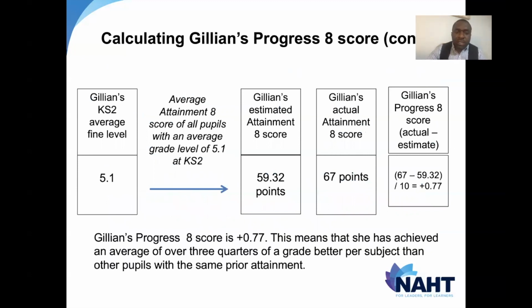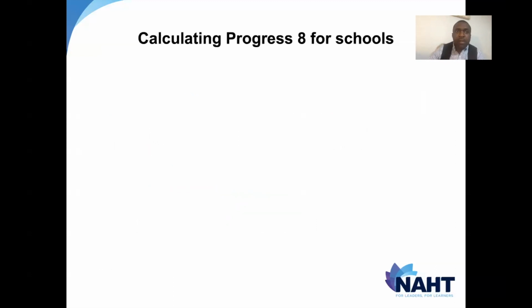So that means that Gillian's Progress 8 score means she's achieved over three quarters of a grade better than other students with the same prior attainment. That means her school's giving her a chance to get three quarters of a grade. If she got above plus 1, she's got 1 more grade above what she's expected to get coming from her Key Stage 2.